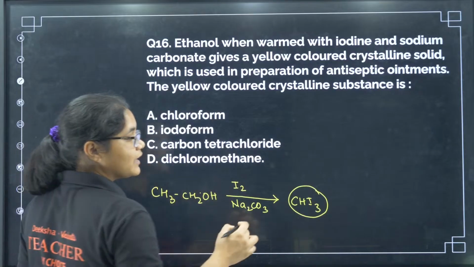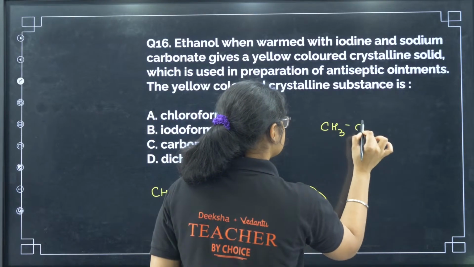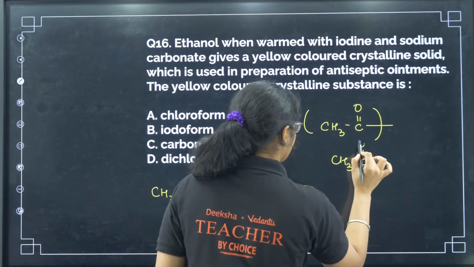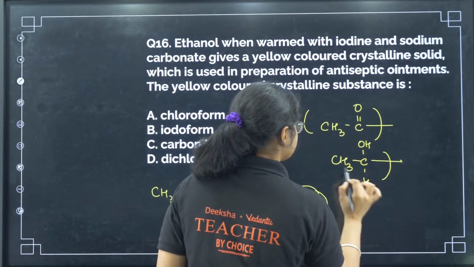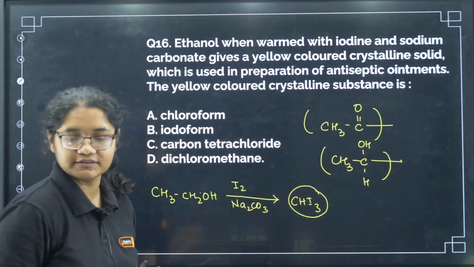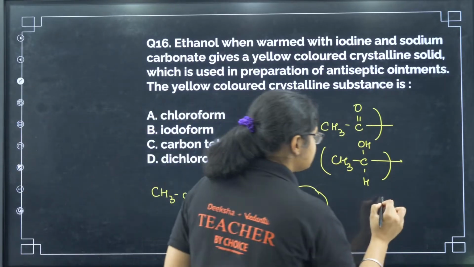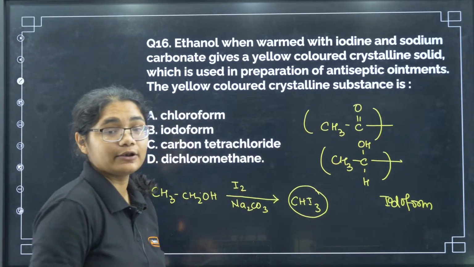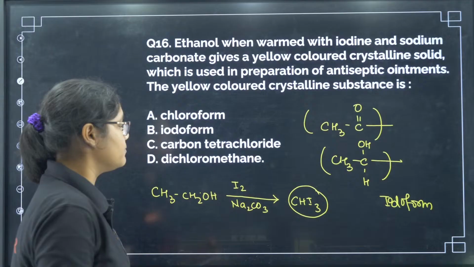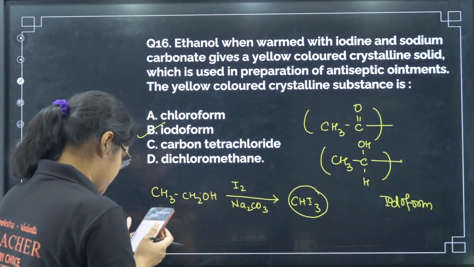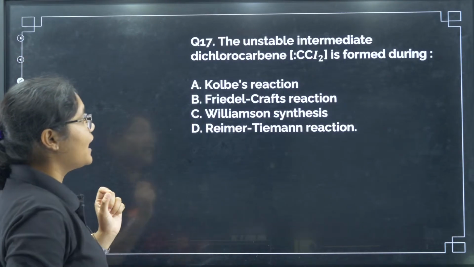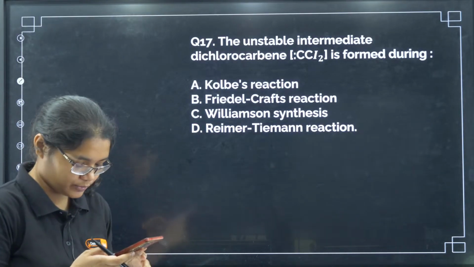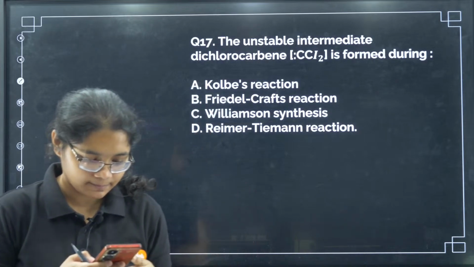So remember, if you have methyl ketone, that is CH3CO group, or CH3CHOH group, if any one of these groups is present, then it shows iodoform test, and we will get yellow precipitate which is called iodoform. So the correct answer for this one will be option number B. Next, the unstable intermediate dichlorocarbene is formed during. So this one also you should be knowing, very basic question.